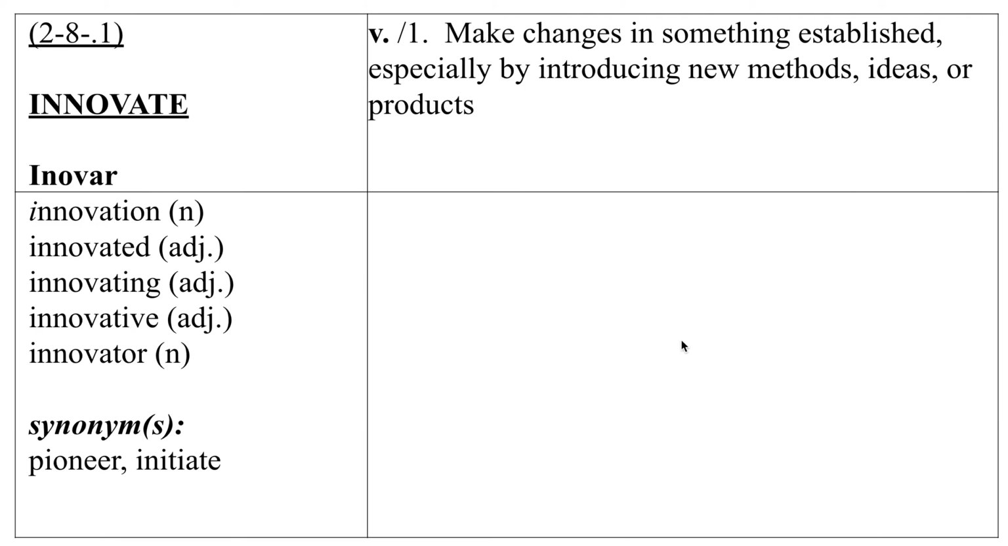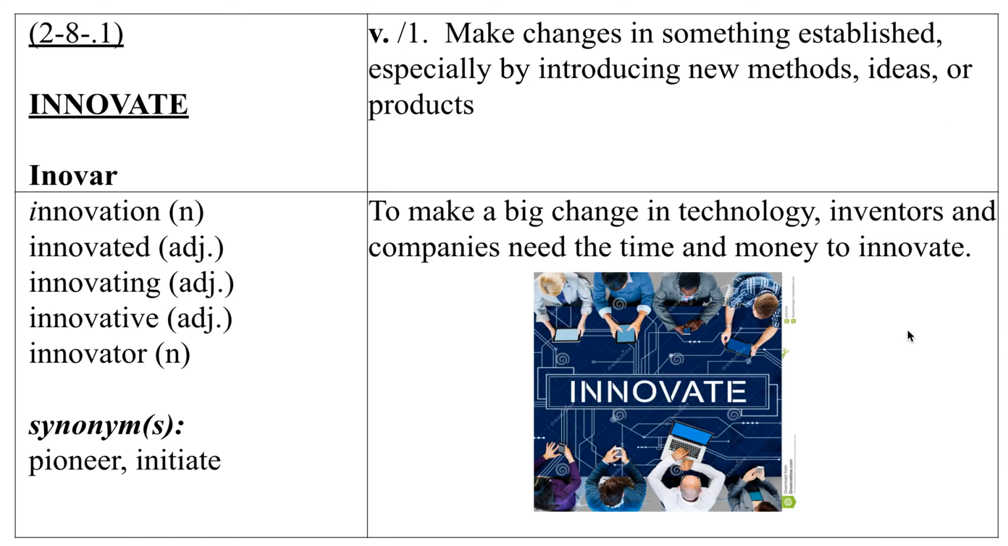Yeah, and so let's look in some more detail at a sentence that gives an example. So here's a sentence: to make a big change in technology, inventors and companies need the time and money to innovate. So if they're going to make changes in technology, they need to get time and money and use that to make things better, because it takes time and work to make something better, to innovate.